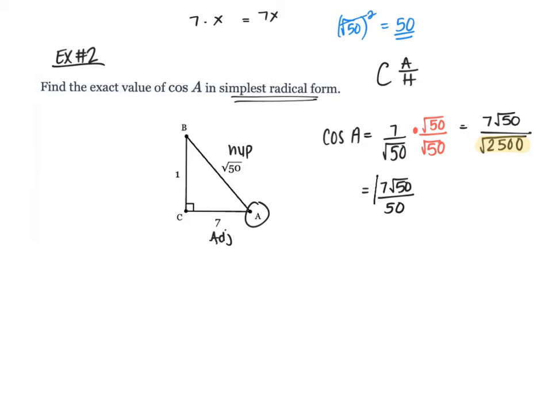So here is my final answer. Go ahead and type this into the Delta Math just the way you see it, and that should give you your nice green check mark.